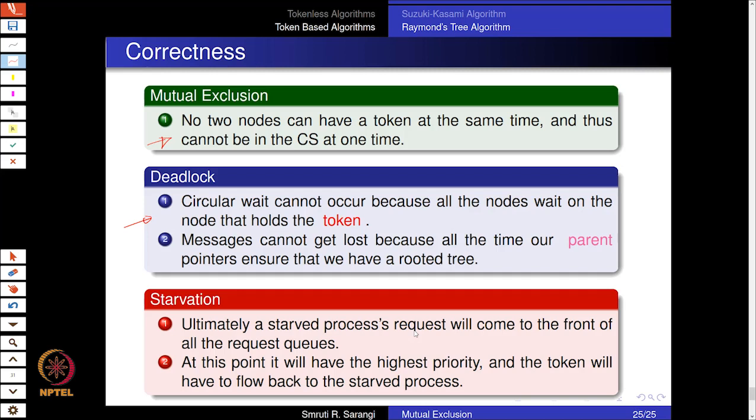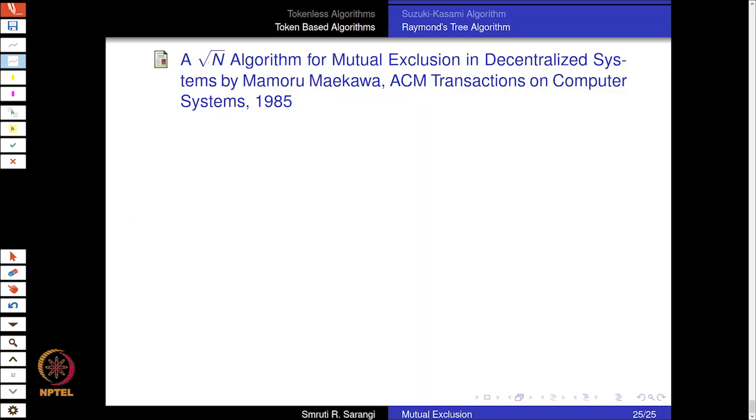So given that we have seen this, token based algorithms are very simple. The key algorithm that you should focus on is the Mekava's algorithm. And this algorithm is kind of involved, but I think we have discussed this in great detail. The token based algorithms are quite simple.